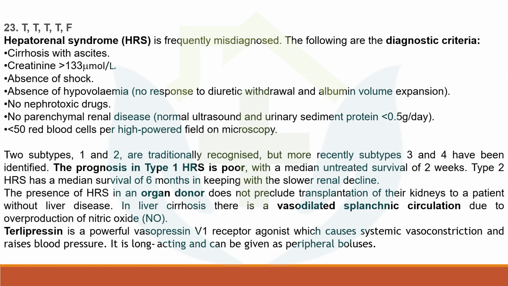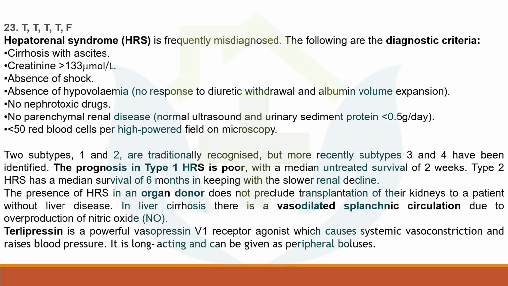Prognosis in type 1 is poor with a median untreated survival of 2 weeks. Type 2 has a median survival of 6 months in keeping with the slower renal decline. The presence of HRS in an organ donor does not preclude transplantation of their kidneys to a patient without a liver disease.